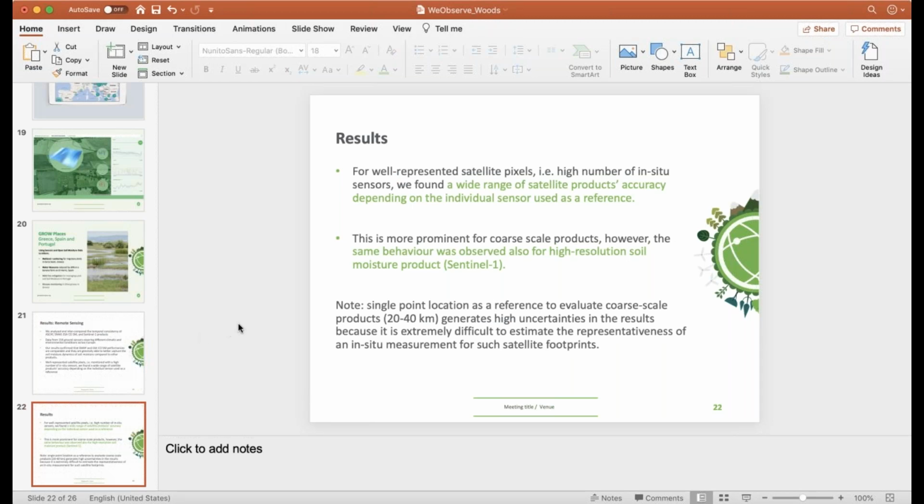For well-represented satellite pixels, i.e. those that had a high number of in-situ sensors, we found a wide range of satellite products' accuracy, which was obviously dependent on the in-situ sensor used as a reference. And it's more prominent for coarse scale products. However, the same behavior was observed also for high resolution soil moisture products.